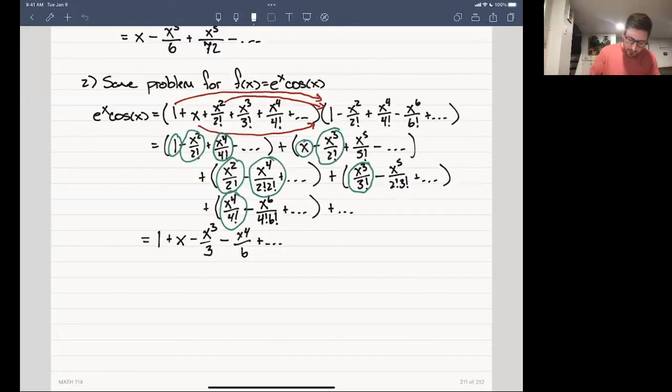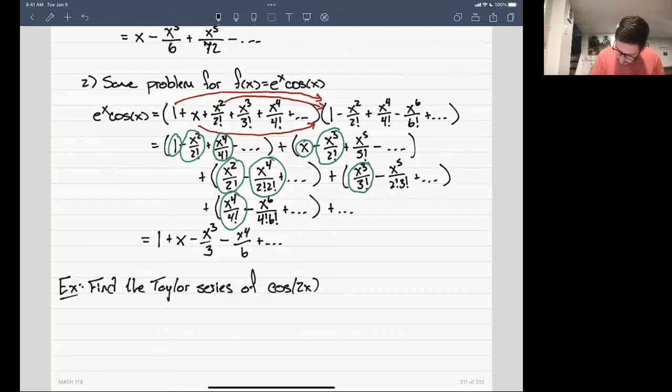Okay, so now let's see how we can use this in another way. Let's do a simple problem of, let's say, find the Taylor series of cos of 2x about x equal to 0. Well, in this case, we can use one of our theorems or one of our results from power series.